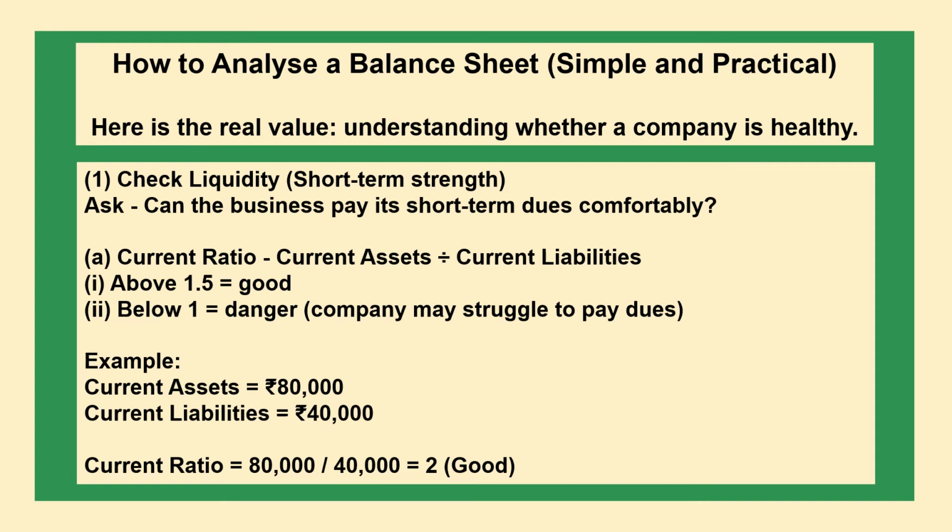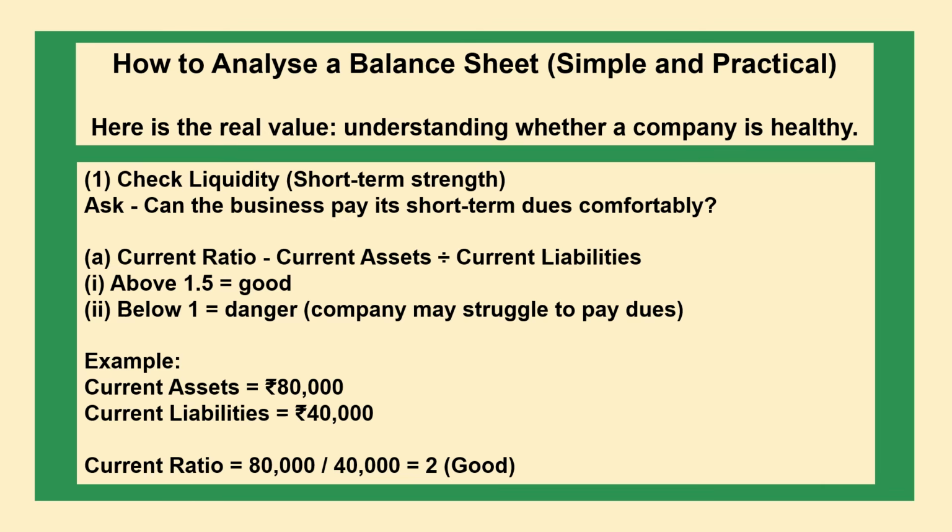How to analyze the balance sheet? Simple and practical way. Here is the real value, understanding whether a company is healthy. Number one, check liquidity, short-term strength. Ask, can the business pay its short-term dues comfortably? Current ratio, that is current assets divided by current liabilities. If above 1.5, then it is good. If it is below 1, danger.